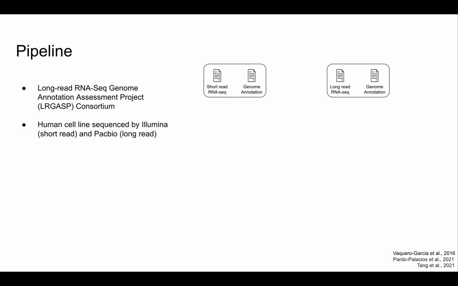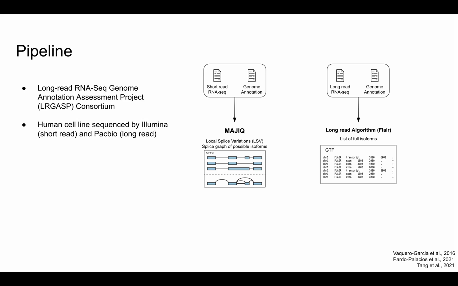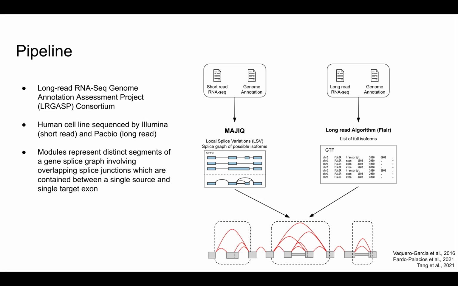We use human cell line datasets sequenced by short-read and long-read from the Long-Read RNA-seq Genome Annotation Assessment Project Consortium. We feed short-read RNA-seq with genome annotation into MAGIC to visualize splicing variations and possible isoforms of the gene we're interested in, and feed long-read RNA-seq with genome annotation into the long-read algorithm, FLAIR, to get the list of full isoforms in GTF file format. The long-read algorithm can be different software packages, and the dataset can be sequenced by different technologies such as Oxford Nanopore. And then we analyze the gene splice graph in a modular manner.